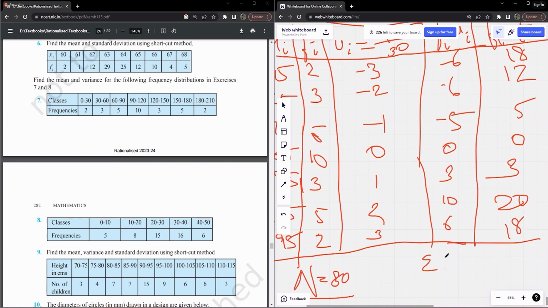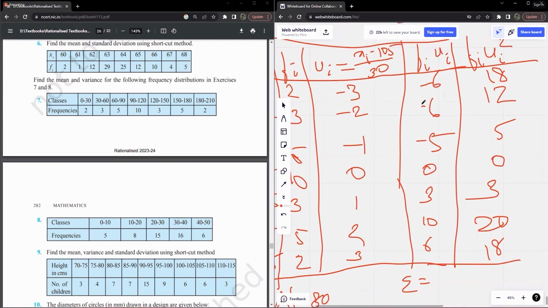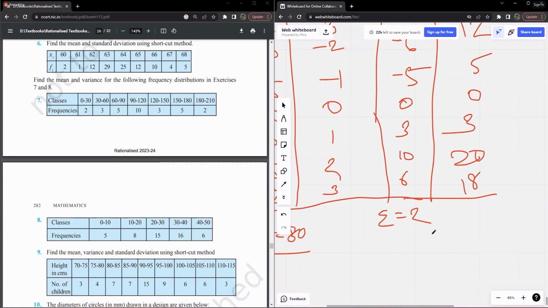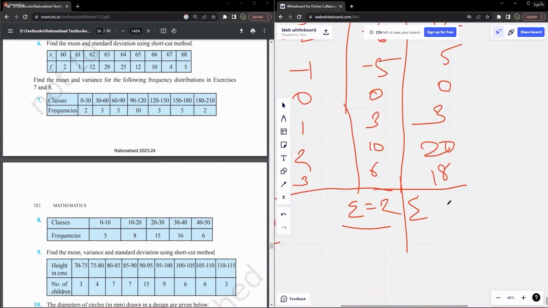The summation of fi ui is then going to be, this is 6 minus 6 is 0, the other two giving minus 11, these two giving 13, 13 minus 11 is 2. And the summation of fi ui squared, that is going to be 18, 12, and 5, that is 35, 18, 20, and 3, that is 41. This is a 35, this is a 41, we are going to basically get this as 76.